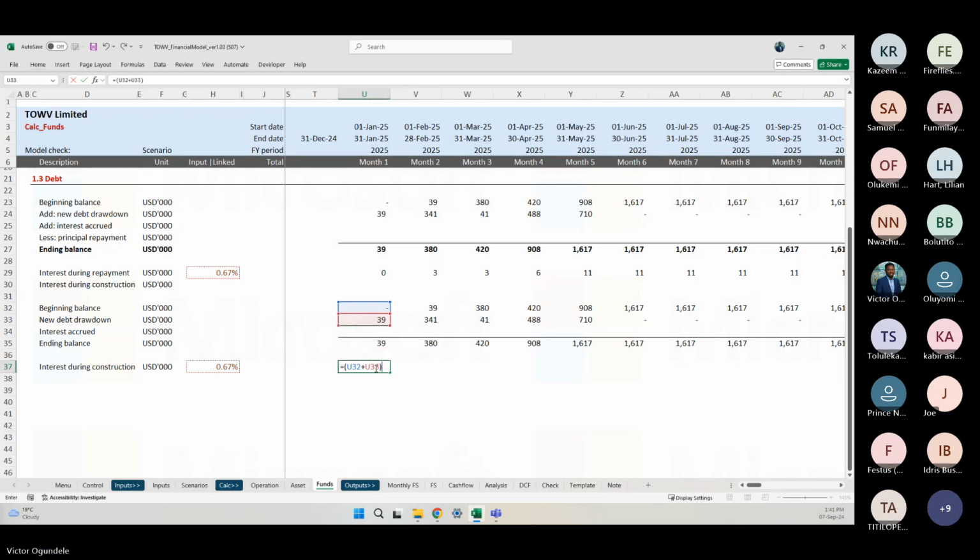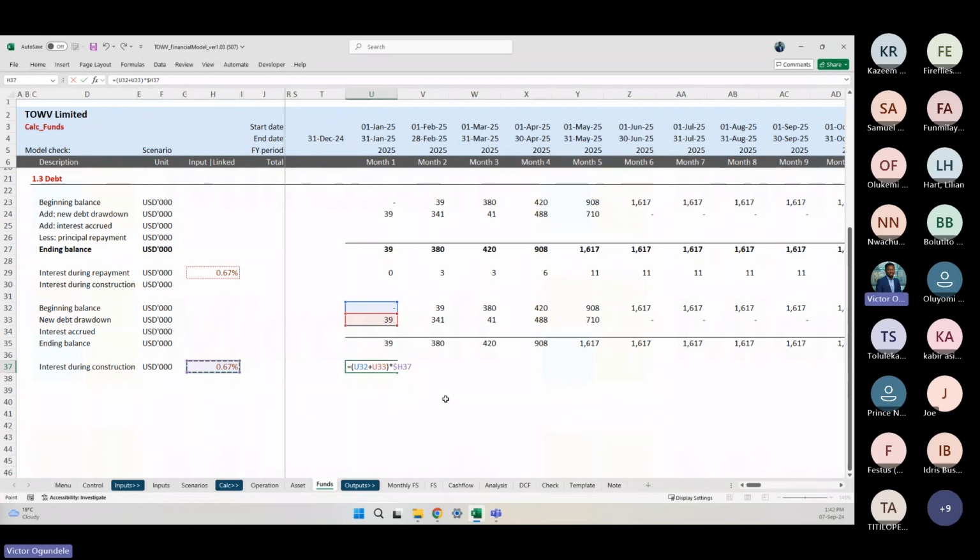Then multiply by what? Multiply by the interest rate. So remember to add this interest accrued to your ending balance formula.